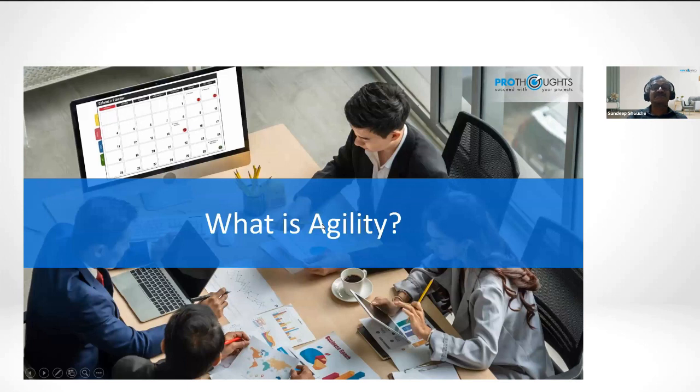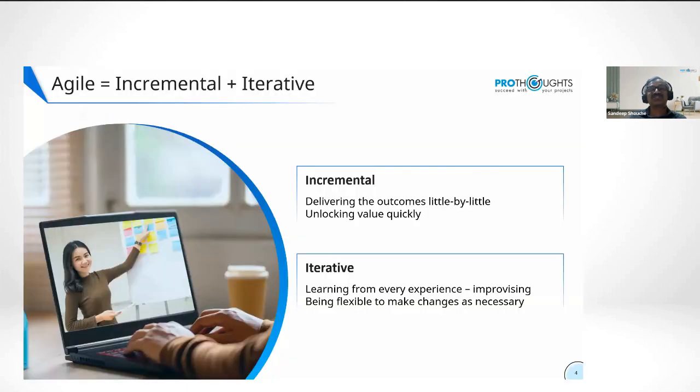What is agility? There's just two words. Any method of developing products which is both incremental and iterative is agile. Incremental means delivering outcomes little by little. Why that is important is that you can unlock value quickly.